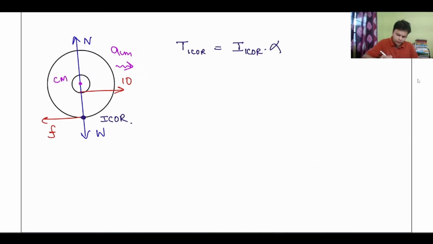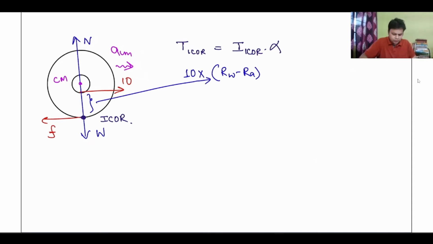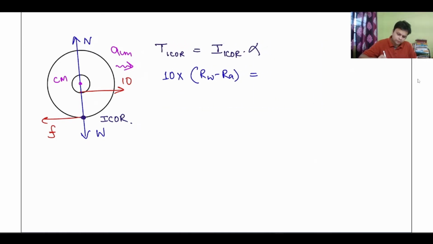So if you now calculate what will be the torque, can I say the torque is nothing else but 10 into, what is this distance? This distance is nothing else but radius of the wheel minus radius of the axle. So this is the net torque, and it is equal to moment of inertia about the instantaneous center of rotation. So here lies the weight.